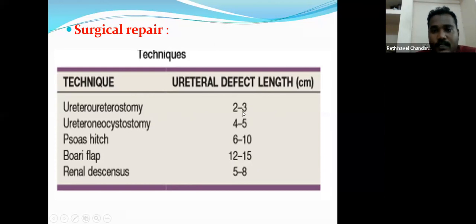Again this area, questions are asked: based on the defect we will choose the procedure. When there is only a 2 to 3 centimeter defect, just end-to-end anastomosis. But when there is a 4 to 5 centimeter defect in the distal ureter, we will do resection of that stricture part, and we will anastomose with the bladder. Psoas hitch is up to 6 to 10. I will tell what is psoas hitch and Boari flap. Psoas hitch is for a 6 to 10 centimeter defect, and Boari flap is 12 to 15. Usually the question is asked on psoas hitch and Boari flap only. Remember, these two are asked.